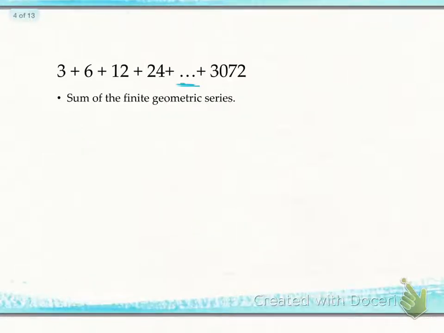Okay, so we are finding the sum of the finite geometric series. Okay, so we have our A sub 1, which is 3. We have our last term. We don't know the number of terms, so I'm going to have to use the explicit equation to find the number of terms because I don't know how many. That's what that dot, dot, dot means.